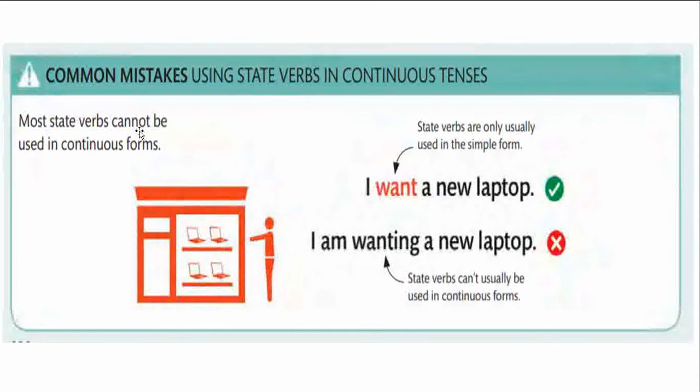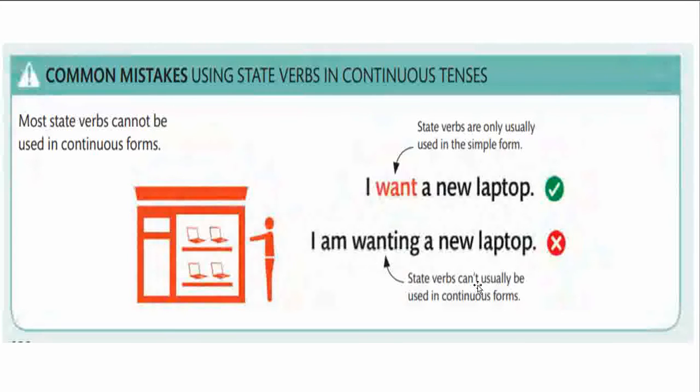Most state verbs cannot be used in continuous forms. Now, when I say most, it is that certain verbs can be used. All right. So, most of the verbs cannot be used in the continuous or the ing form. State verbs are only used in the simple form. I want a new laptop. This is correct because it is used in the simple form only. You never say I'm wanting a new laptop. This construction is completely incorrect.